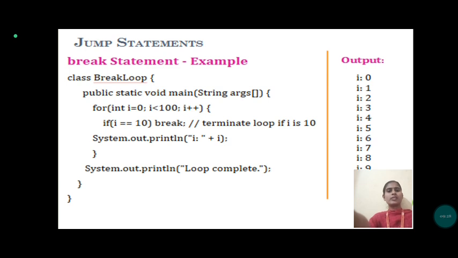First one, the break statement. Here we have an example. class BreakLoop { public static void main(String[] args) { for (int i = 0; i < 100; i++) { if (i == 10) break; // terminate the loop if i is 10 System.out.println("i:", i); } System.out.println("loop complete"); } } Here we have the output i: 0, i: 1, i: 2, i: 3, i: 4, and so on. It prints up to 9, stopping at 10.